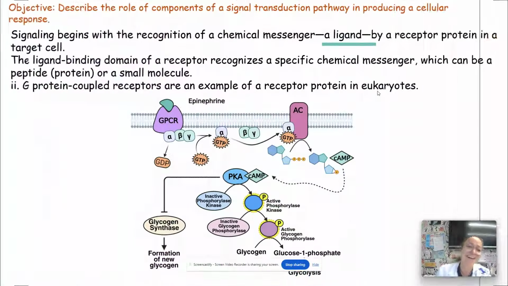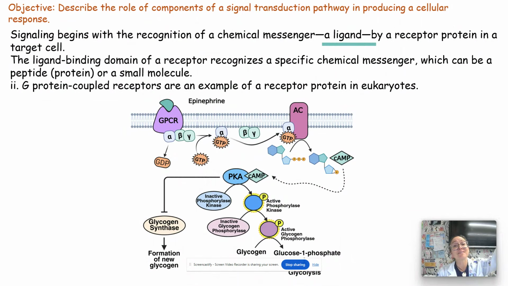Okay, now signaling begins with the recognition of a ligand, as I mentioned earlier. And so the ligand binding domain means that the extracellular part of the receptor protein is going to receive and recognize that ligand. It can be a protein or a small molecule. An example of a type of protein like this are G protein coupled receptors, as you see in purple on my screen here.